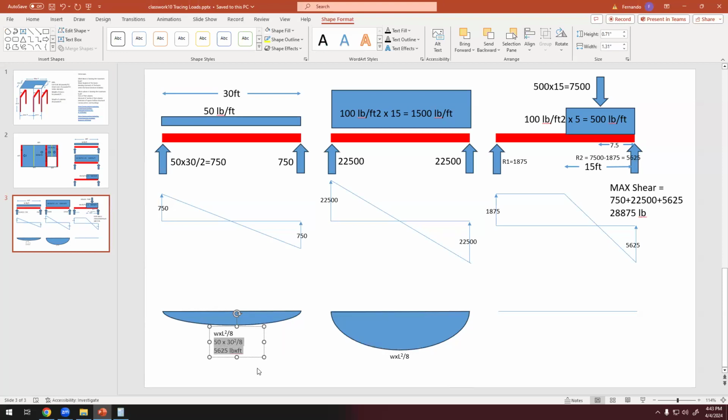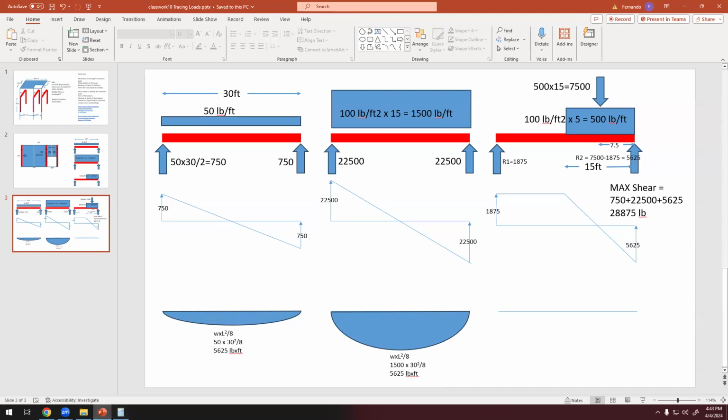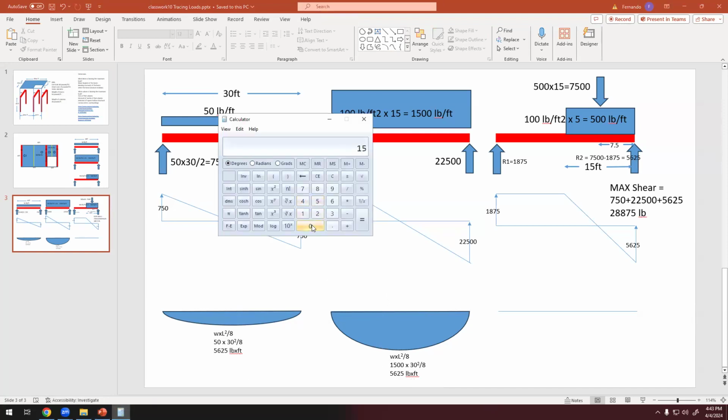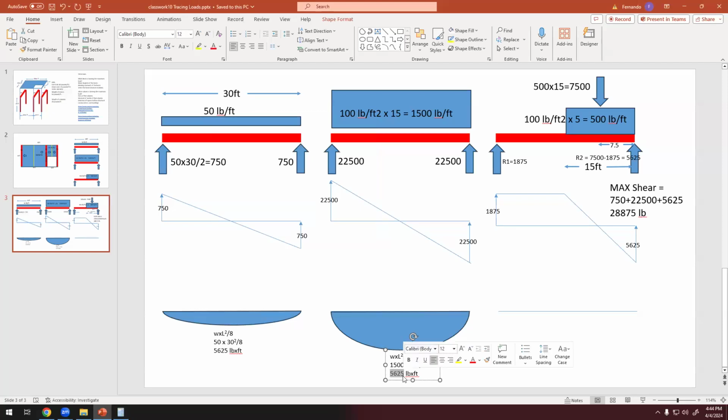What about this one? So this one, the load is 1500. The length is the same, it's 30 square divided by 8. So this is 1500 times 30 divided by 8. We got 168,750 pounds per foot.